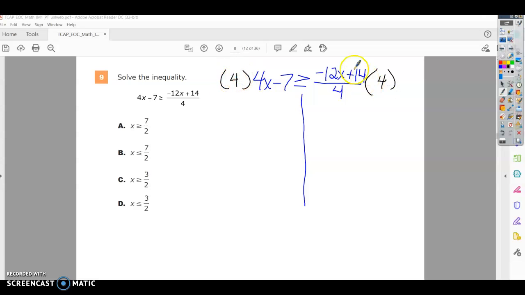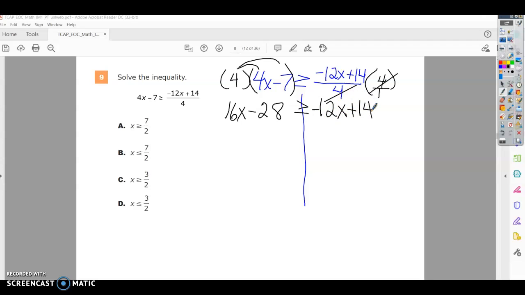All right, so again, we're doing the same thing on both sides. This is the same as 4 over 1, so that cancels and gets rid of my fraction. So on this side, I'm going to have 4 times this quantity, so I have to multiply 4 by both of these. So you have to do distributive properties. I'm going to have 16x minus 28. Bring down my inequality and bring down the negative 12x plus 14.